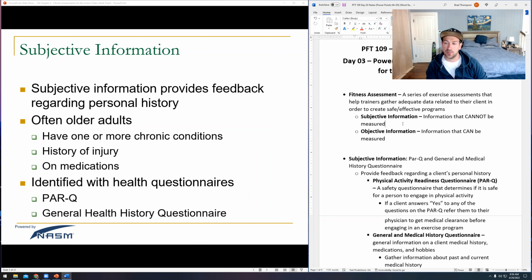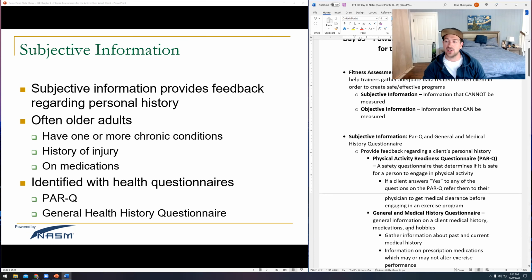So we are going to split our fitness assessment process into two major categories. We're going to start with all the paperwork, right? We're going to start with all the subjective information. Now, this is information that we cannot necessarily measure, but it is very valuable because it's going to tell us a lot about our clients' health history, and a lot about our clients' lifestyle, and those things play a huge role.